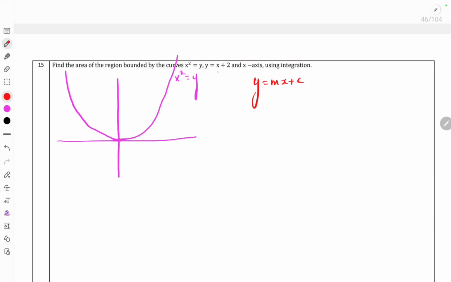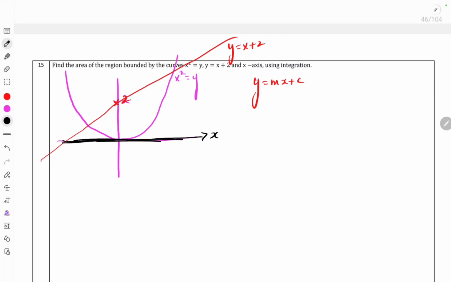Now here y equal to x plus 2 they have given, and the y-intercept is 2. And the graph will be like this. So this is the y equal to x plus 2 graph. And the x-axis they are asking. X-axis means this line. This is the x-axis.